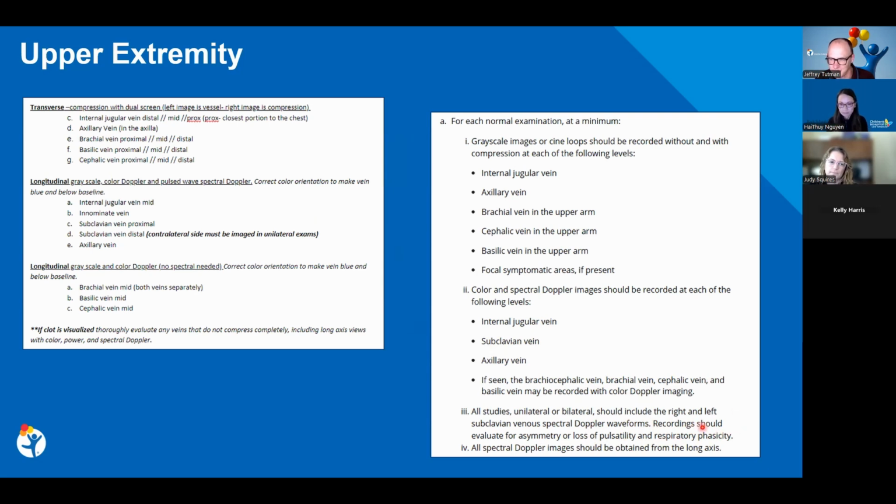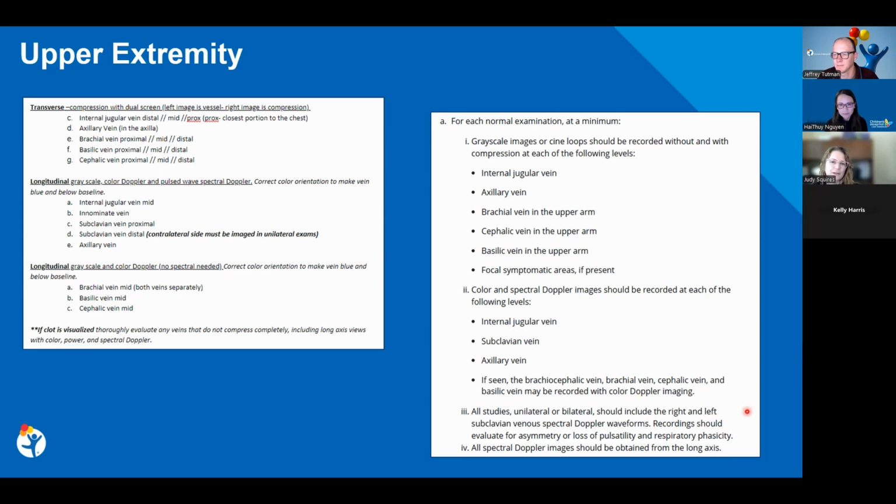Are you guys doing this bilateral comparison imaging on all of your venous studies, or what are your thoughts on that? I think we're doing comparison for the lower extremity. I'm trying to think. I don't think we do it for upper.